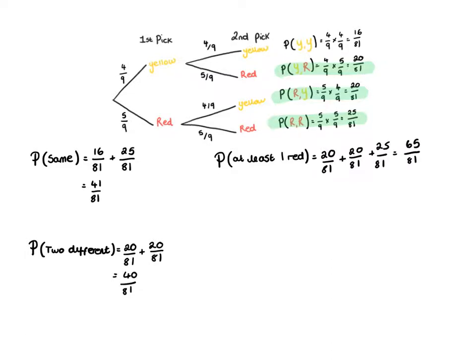The other option is that you've got the probability of yellow and yellow being 16 over 81, and you know that all probabilities, so all of these, add up to 1. So if you do 1 subtract 16 over 81, you'll get the same answer.